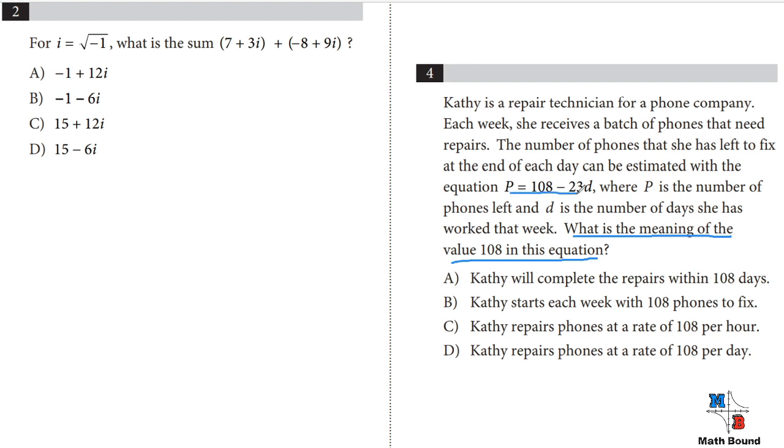P equals 108 minus 23d, where P is the number of phones left and d is the number of days she has worked that week. So 108 is the number of phones that she started with that week. 108 phones to fix, and each day she's fixing about 23 phones. Kathy will complete the phones within 108 days? Nope, this does not represent the number of days. Days is written as d, right? This one right here, because she starts with 108 phones to fix this week, and each day she's fixing about 23 phones.